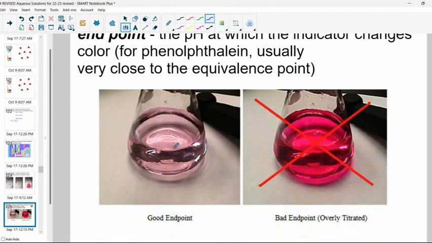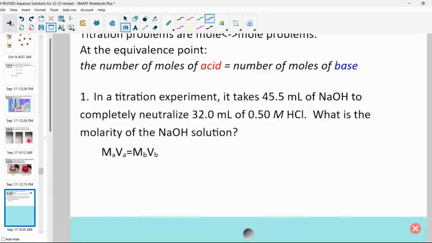If we look at the sample on the left, that is a good endpoint. We have a nice light pink color. That means we've added just enough base to neutralize the acid that was there. Now we can do our calculations and standardize our solution. On the right, that's a bad endpoint. We've overshot our endpoint. We've added too much base to our solution and it turned too dark a color. So any calculations I do would use a volume of base that is too large. I should have stopped adding the base when I had this nice light pink color.